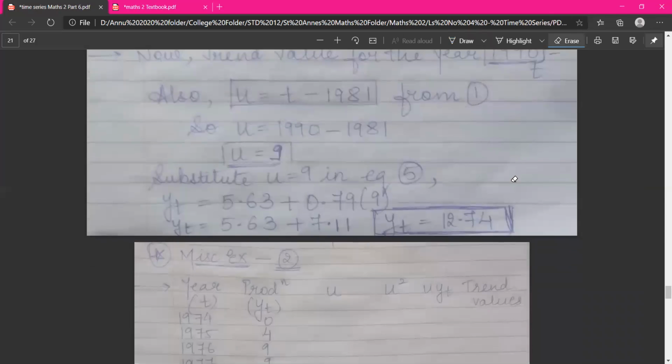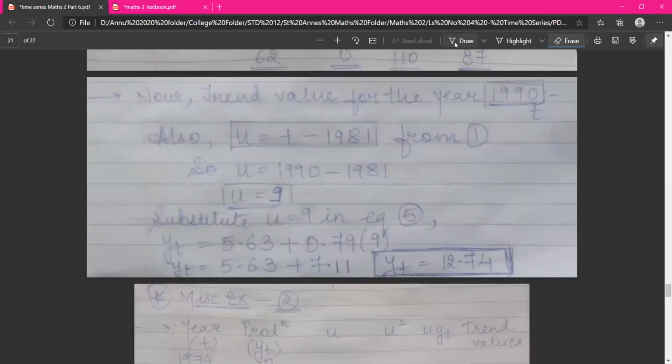Now coming towards the second part of the question, they had asked you to find out the trend value for the year 1990, which is represented as T. But what have we changed T into? U. So U is T minus 1981. So U is equal to 1990 minus 1981. Answer is 9. So you will substitute 9 in the trend value equation, which is 5.63 plus 0.79 U, and then we get the answer as 12.74.